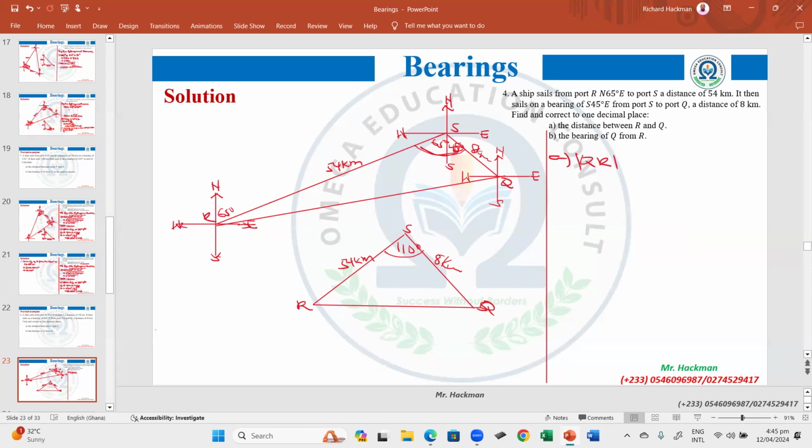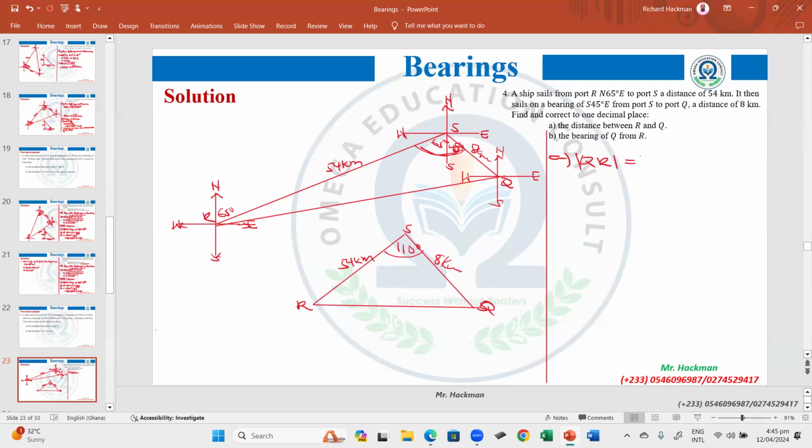It will be equal to... The cosine rule is not named after a person, so you can choose not to write "by the cosine rule". Cosine is not the name of a person, so just quote it and use it. So RQ squared will be equal to the other side squared.